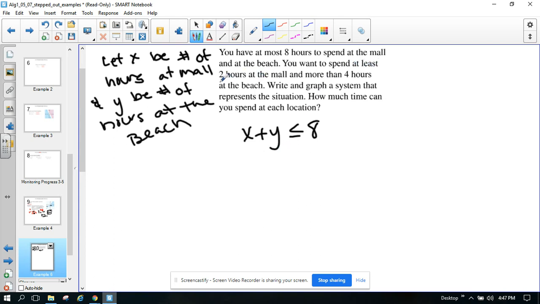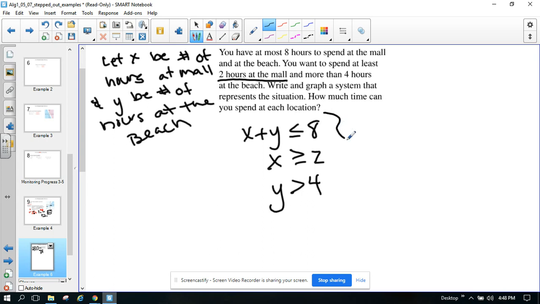I know that I want to spend at least 2 hours at the mall. Well, the mall is x, so it can be greater than 2, but it can't be less than 2. So x is greater than or equal to 2, because I want to spend at least 2 hours at the mall and more than 4 hours at the beach. So the beach is y, and I know I want to spend more than 4 hours. So now I have a system with three different equations, and I need to find how much time I can spend at each location.